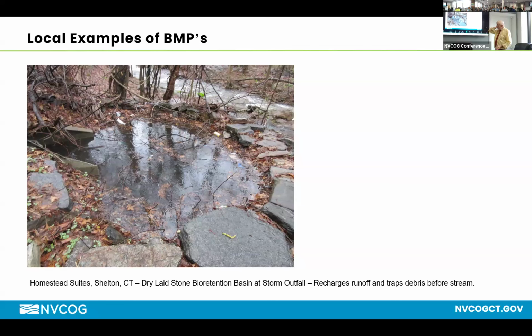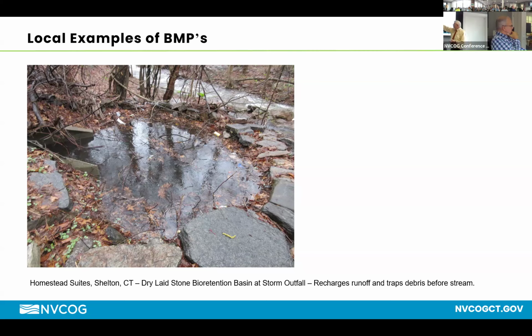This is in Shelton. It's at a hotel on Bridgeport Avenue, and it's the outfall. This brook in the background was a big issue with the Wetland Commission. It's the brook that comes out of Trap Falls Reservoir and goes down to, I think, Beaver Pond Dam in Stratford, and the people at Beaver Pond Dam were very concerned about stormwater quality.